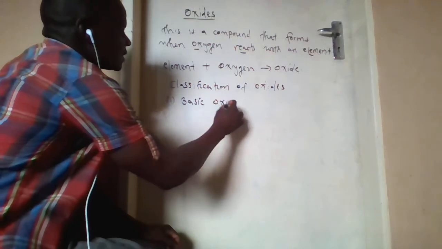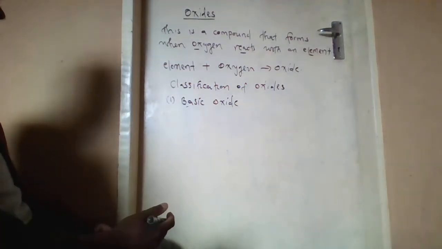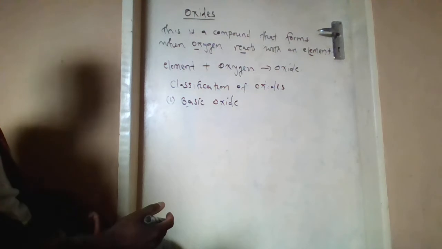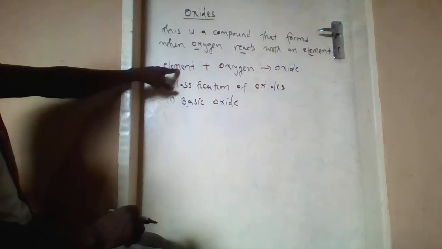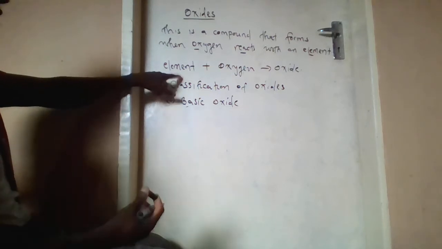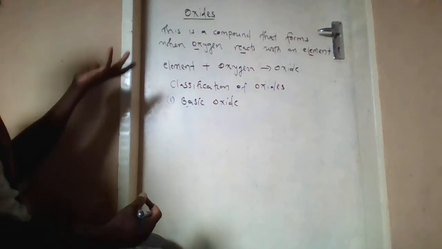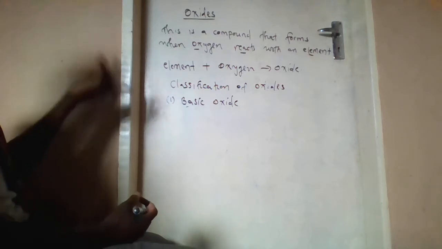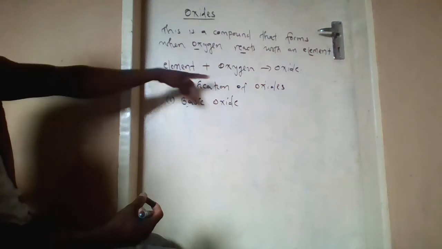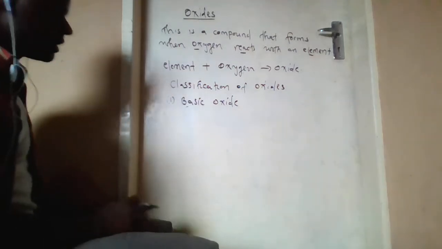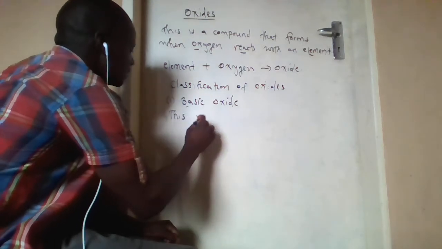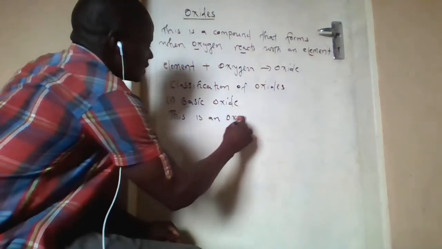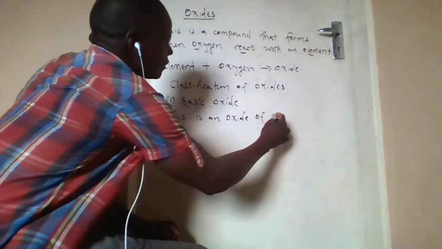The basic oxide. Now, what is a basic oxide? A basic oxide is an oxide of a metal. So in short, this element here must be a metal, but not just an ordinary metal, because if the element is zinc, if the element is aluminium, if the element is lead, that is going to change the type of oxide. But all in all, I'm saying this is an oxide of a metal.